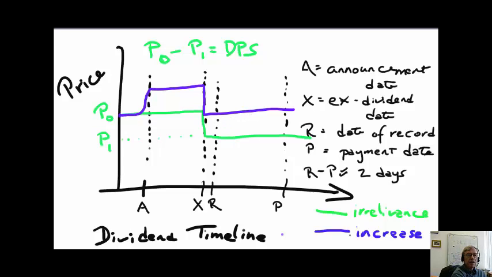However, if there is a dividend decrease, the announcement of a dividend decrease leads to a drop in the share price on the announcement date, followed by another drop by the amount of the dividend on the X date, and then continuing unaffected at the record and the payment date.